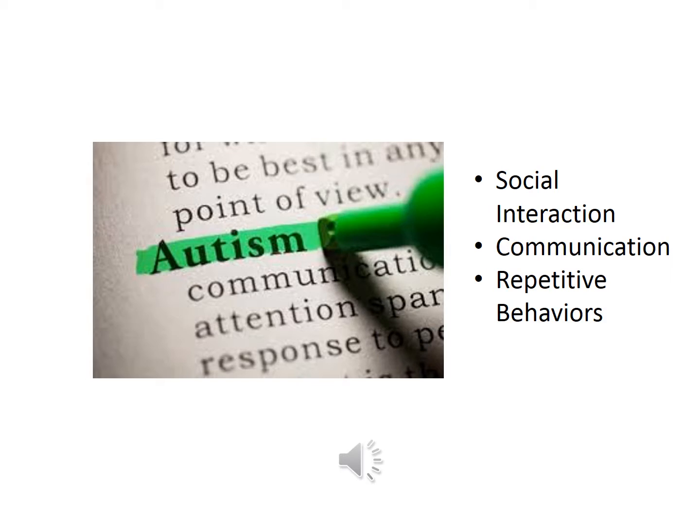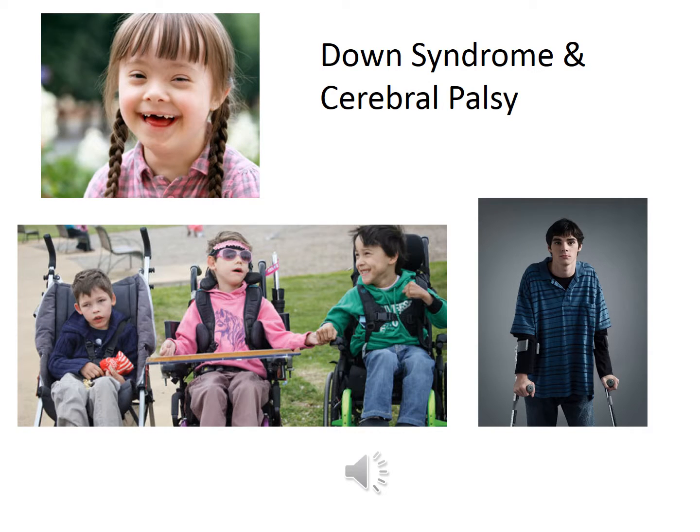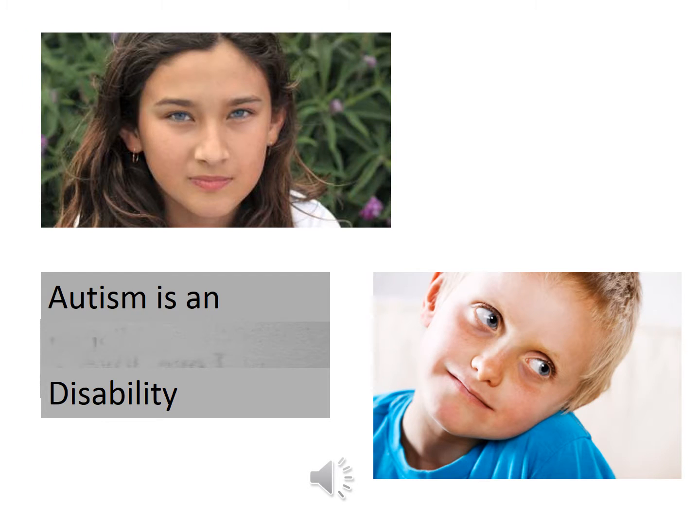Autism is a complex disorder of brain development that is characterized by difficulties in social interaction, communication, and repetitive behaviors. Autism is a type of developmental disability, and it is very common. 1 in 68 children have autism. There are other types of developmental disabilities, like Down syndrome and cerebral palsy. Autism is another type of developmental disability, but unlike Down syndrome and cerebral palsy, people with autism do not usually look physically different. Because of that, autism can be considered an invisible disability.